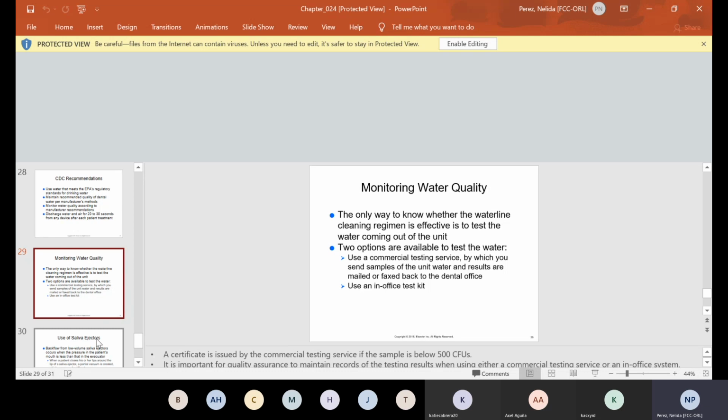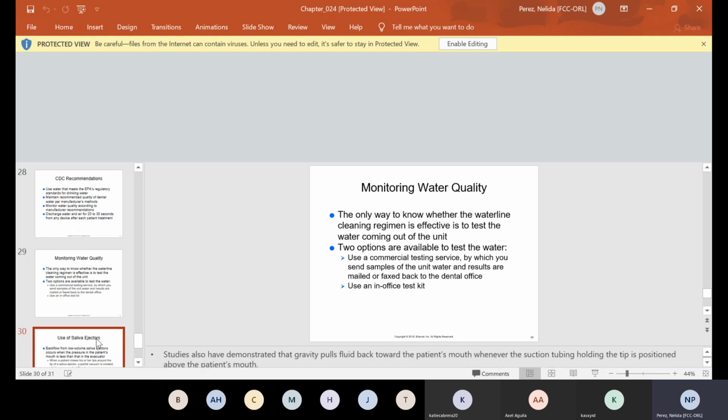Now, monitoring water quality. The only way to know whether the water line cleaning regimen is effective is to test the water coming out of the unit. And there are two options: using a commercial testing service to which you send samples, or using an in-office kit.